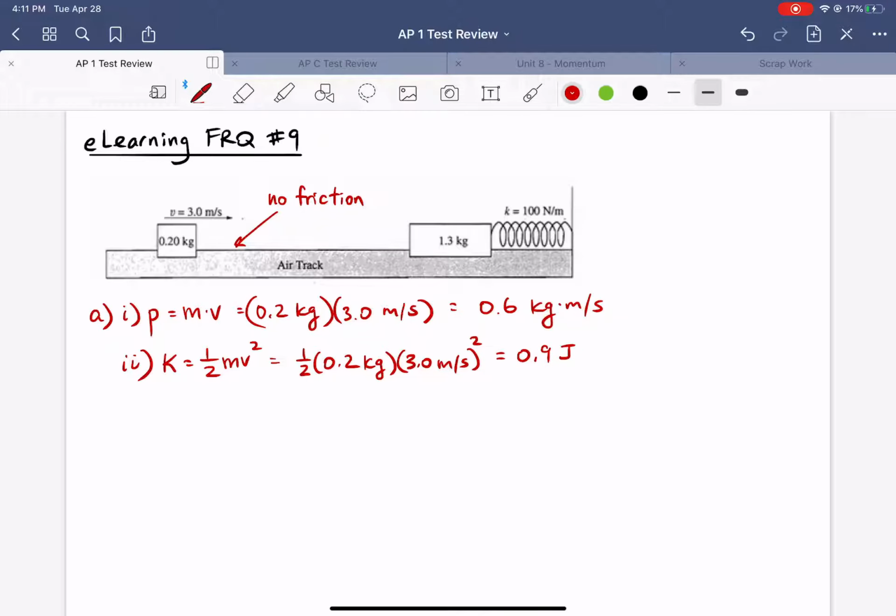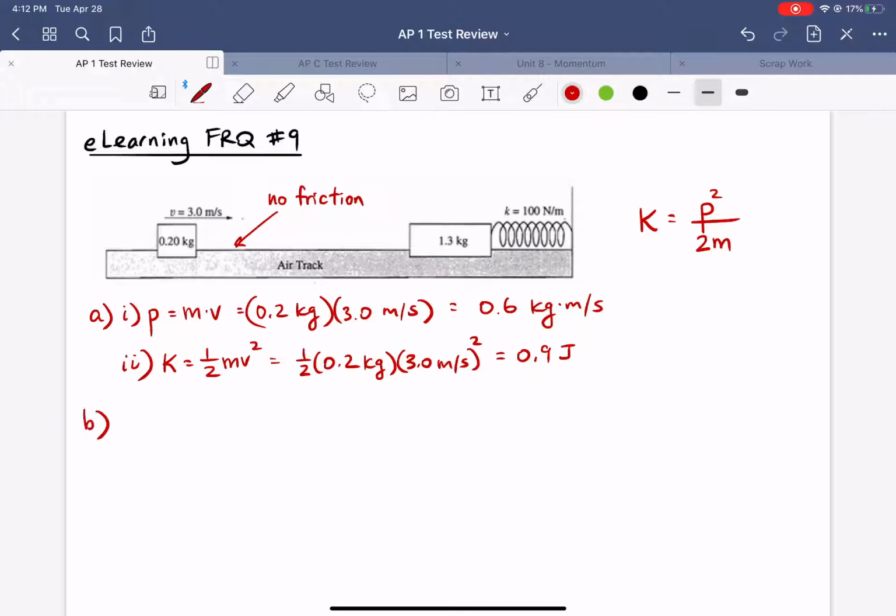Quick side note, you don't need it for this problem, but one thing that may be useful to remember is this relationship between kinetic energy and momentum. We can also say kinetic energy is momentum squared divided by 2 times the mass. If you plug in p equals mv in this equation, you should see that it ends up giving you 1/2 mv squared.